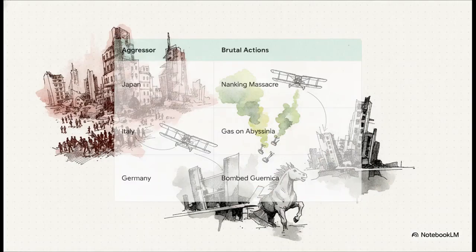And behind all the diplomatic posturing in Geneva, the reality on the ground was terrifying. The civilian cost was unimaginable. You had Japan massacring 300,000 civilians in Nanking, Italy dropping outlawed gas bombs on Abyssinia, Germany obliterating the entire town of Guernica with modern bombers. It was unchecked brutality, and everyday people paid the ultimate price for these empire-building campaigns.